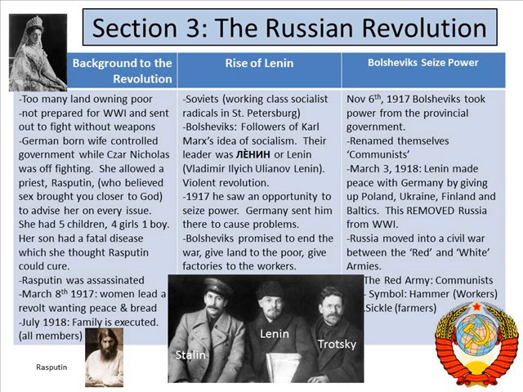He wanted a violent revolution. In 1917, he saw an opportunity to seize power. Germany sent him there to cause problems because he had been ousted and sent into Germany. The Bolsheviks promised to end the war, give land to the poor, and give factories to the workers. And so obviously that spoke volumes to the people that were starving. So they agreed with him that he should be empowered. So on November 6, 1917, the Bolsheviks took power from the provisional government, renamed themselves the Communists. On March 3, 1918, Lenin made peace with Germany by giving up Poland, the Ukraine, Finland, and the Baltics. This removed Russia from World War I.